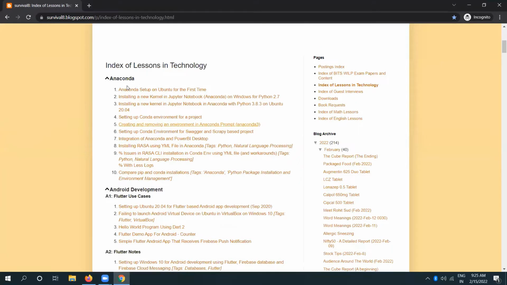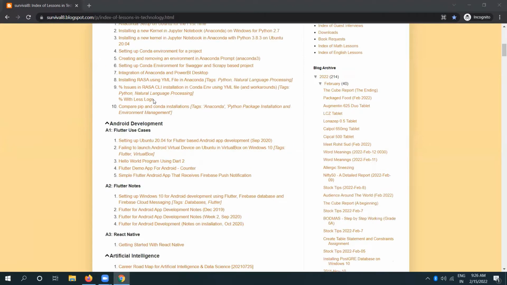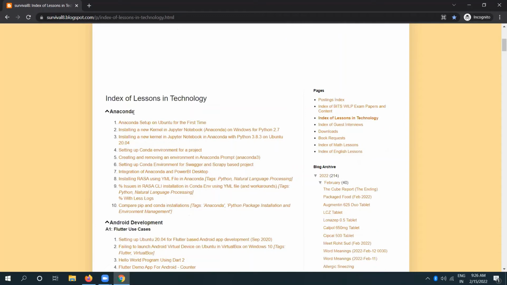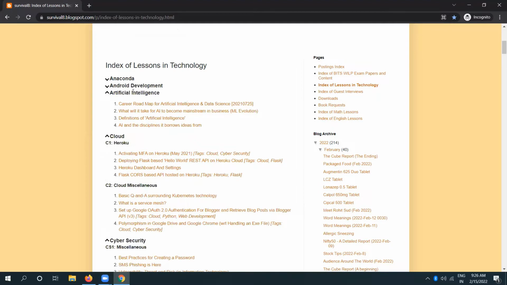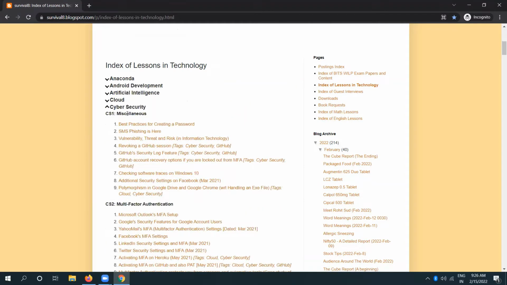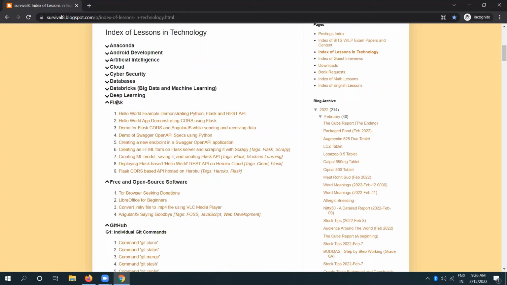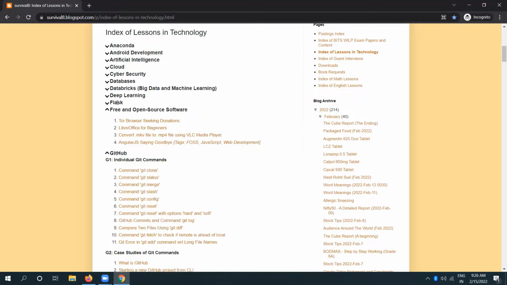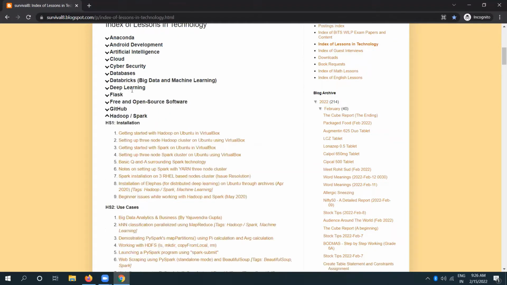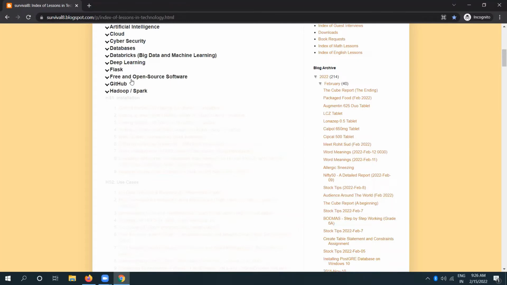And so this is one of the pages where I keep logging my research articles, and I'd put it in chat for you to refer at a later point of time. What we are seeing over here is Anaconda, Android development, artificial intelligence, cloud, cybersecurity, databases, Databricks, deep learning, Flask. Flask we would need in case we need to deploy our machine learning models. And then GitHub is required when we need to check in our source code. Hadoop and Spark is a different game.